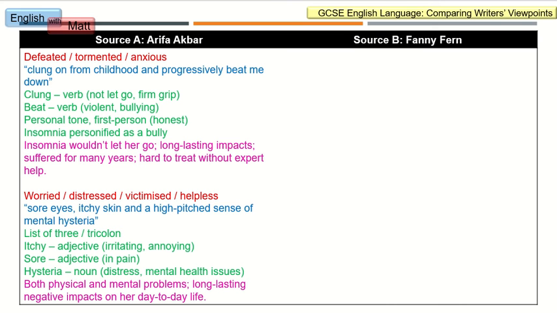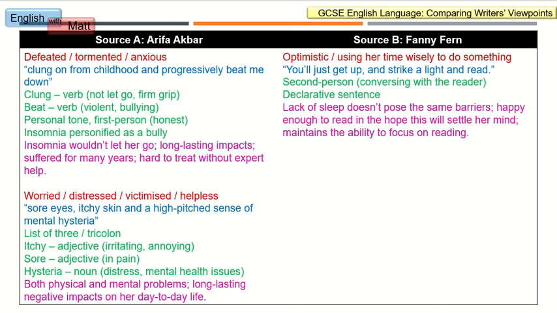Obviously, a lack of sleep makes us all feel woozy and a bit disorientated. And it's having a negative impact on her day-to-day life, which she's probably quite frustrated with now because it's been many, many years of similar feelings. So you're comparing source A with source B.